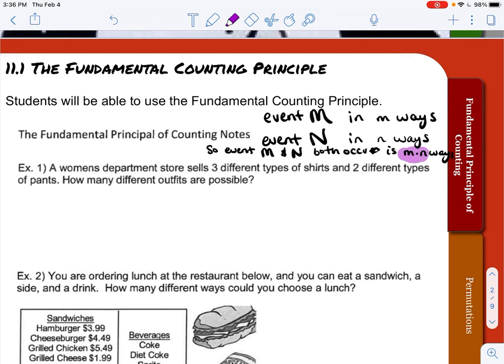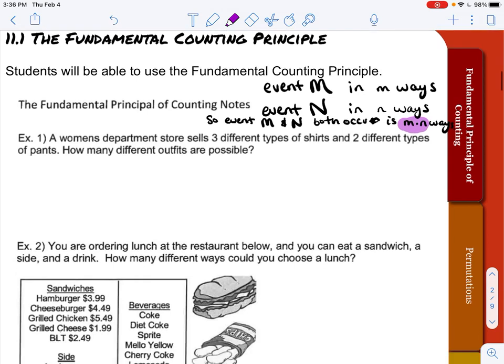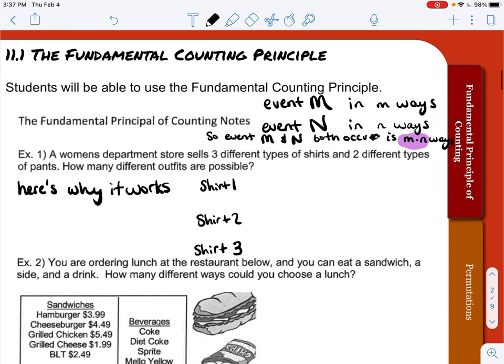So, a women's department store sells 3 different types of shirts and 2 different types of pants. How many different outfits are there? Here's why it works. On a small problem like this, we can actually just draw out all of the possibilities. We have 3 shirts. So we have shirt 1, we have shirt 2, and we have shirt 3.